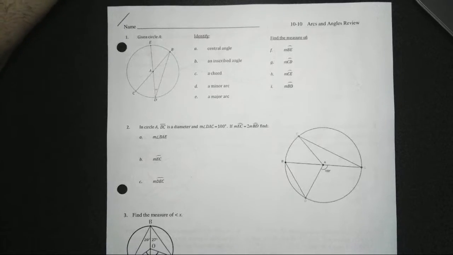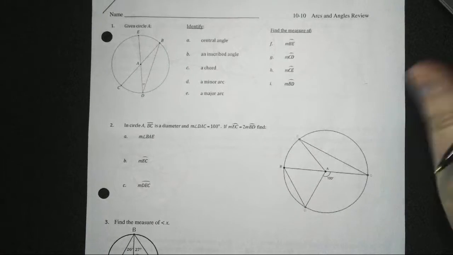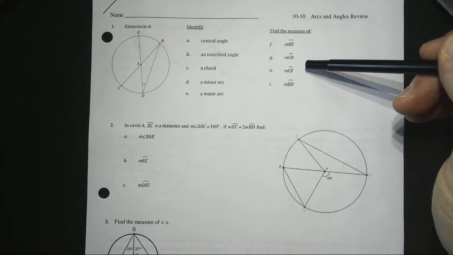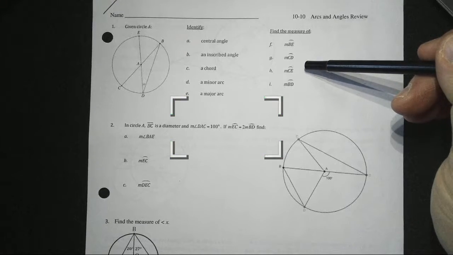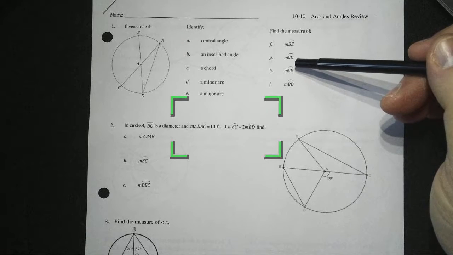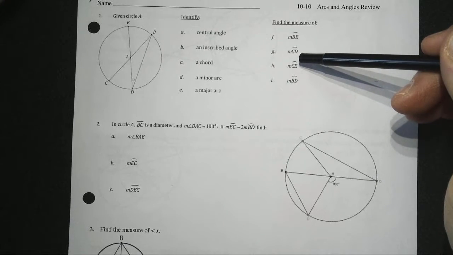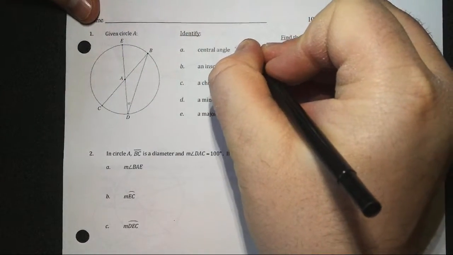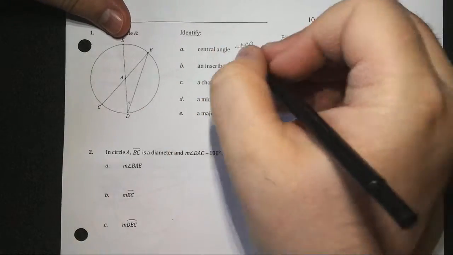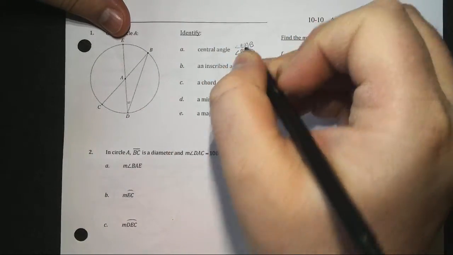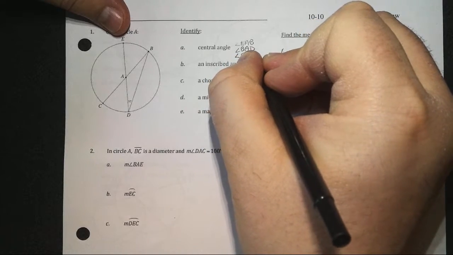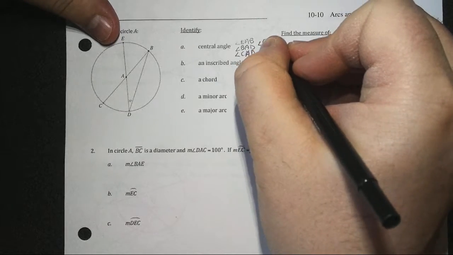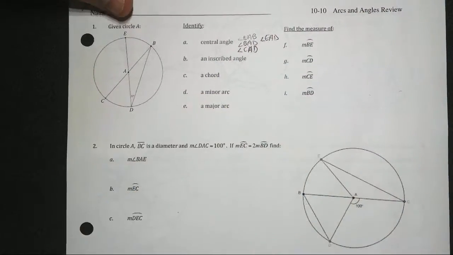So, all right, the first one here. We want to talk about the parts of the circle and then the measures of the different arcs. So let's get started with the central angle. Central angle, remember, is formed at the center of the circle. So that would be angle EAB. There's also BAD, there's CAD, and then we also have angle EAD. So any one of these four angles formed at the center of the circle is going to be a central angle.